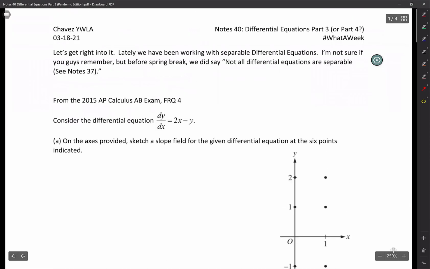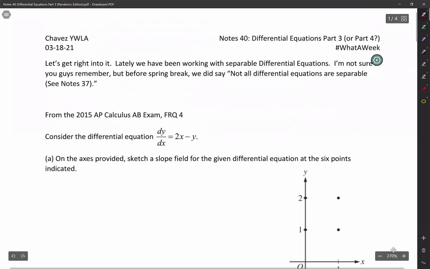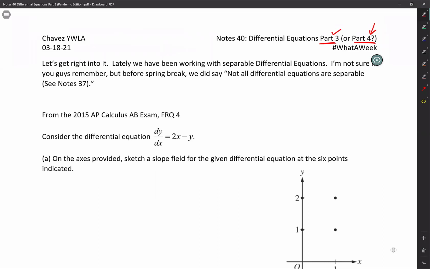Last day. Hopefully you remember, and I don't know if this is part 3 or part 4. I already lost count. If you count the differential equations from before spring break as number 1, then it would be part 4. If you don't count that and just count the lessons during intersession, then it's part 3. Either way, just call it differential equations. Hopefully you remember not all differential equations are separable.